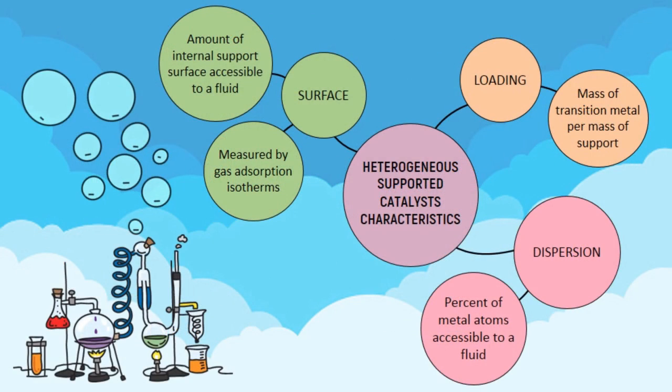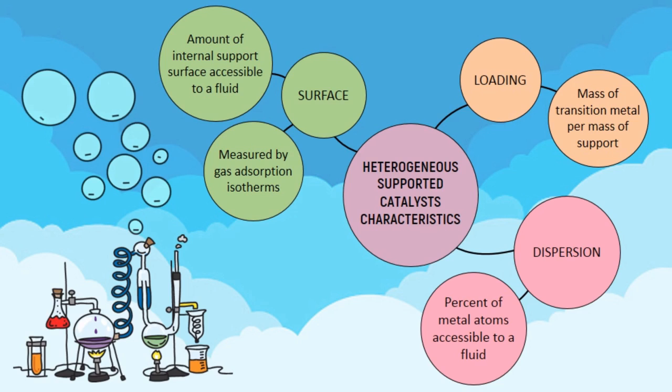Next, I will talk about the heterogeneous supported catalyst characteristics. The first one is the surface. The amount of internal support surface needs to be accessible to a fluid. Next, it is measured by gas adsorption isotherm, which is Langmuir and Freundlich. For the loading, to calculate the loading is the mass of transition metal per mass of support, and for dispersion, it is the percent of metal atoms that need to be accessible to a fluid.